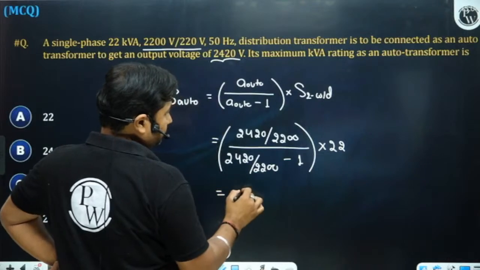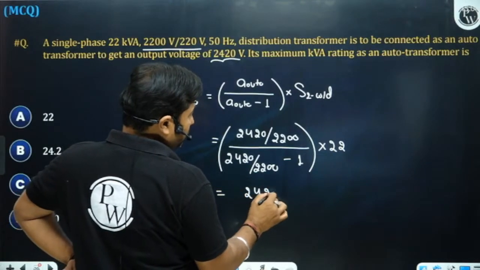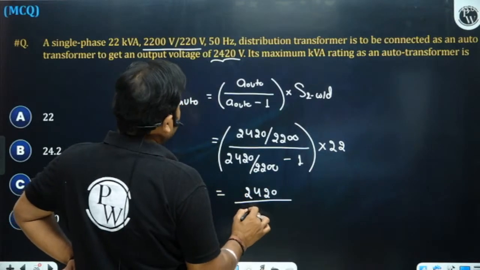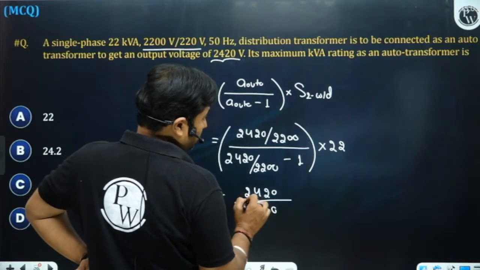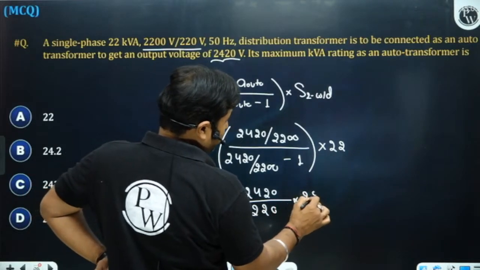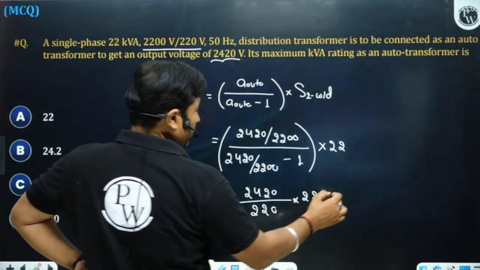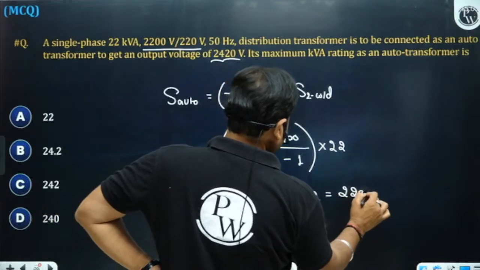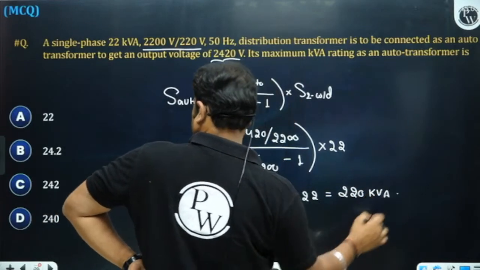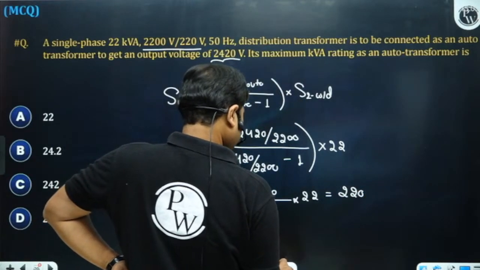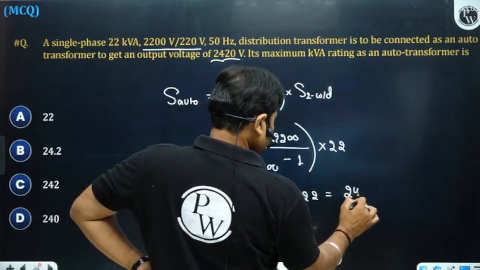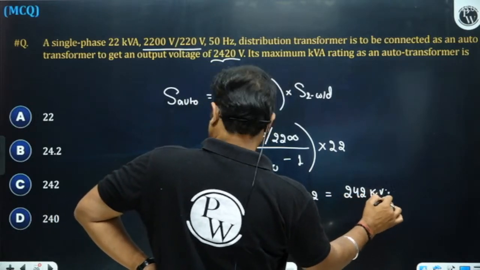So 2420 divided by 220 into 22, 220 kVA. 242 kVA. 11 times, 242 kVA.